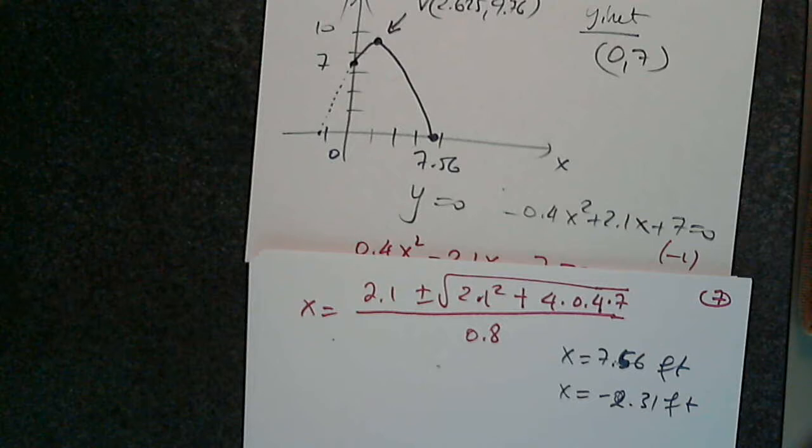And you know that it's 7.56, not negative 2.31, because distance is not negative, right? The negative 2.31 is here, but I throw the ball up in the air and it hits the ground 7.56 feet away from me. When I solve the quadratic equation, I always get two solutions, but one of them is behind me.